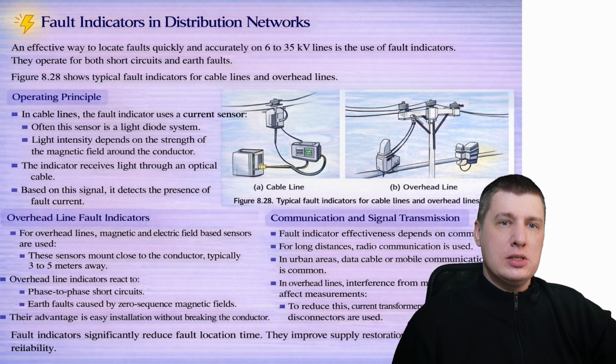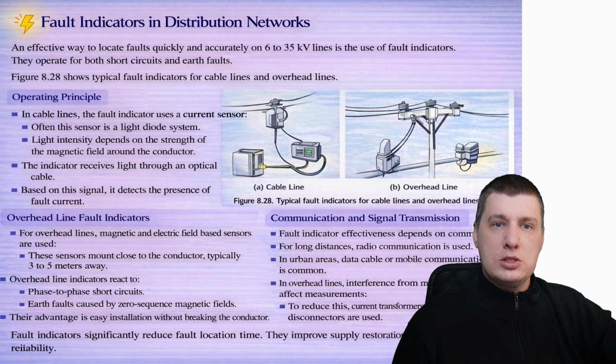The operating principle is that in cable lines, the fault indicators use current sensors. Often this sensor is a light diode system. Light intensity depends on the strength of the magnetic field around the conductor. The indicator receives light through the optical cable. Based on this signal, it detects the presence of the fault current.